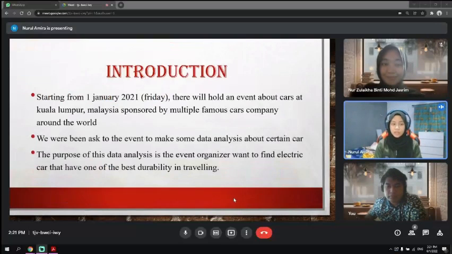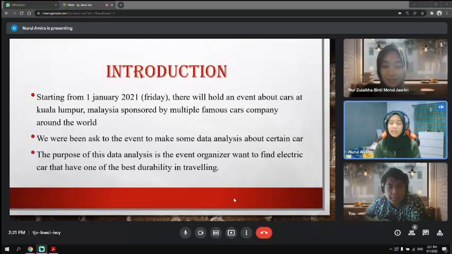For the introduction, starting from 1 January 2021, Friday, they will hold an event about cars at Kuala Lumpur, Malaysia, sponsored by multiple famous car companies around the world. We were asked to the event to make some data analysis about a certain car. The purpose of this data analysis is that the event organizer wants to find an electric car that has one of the best durability in traveling.